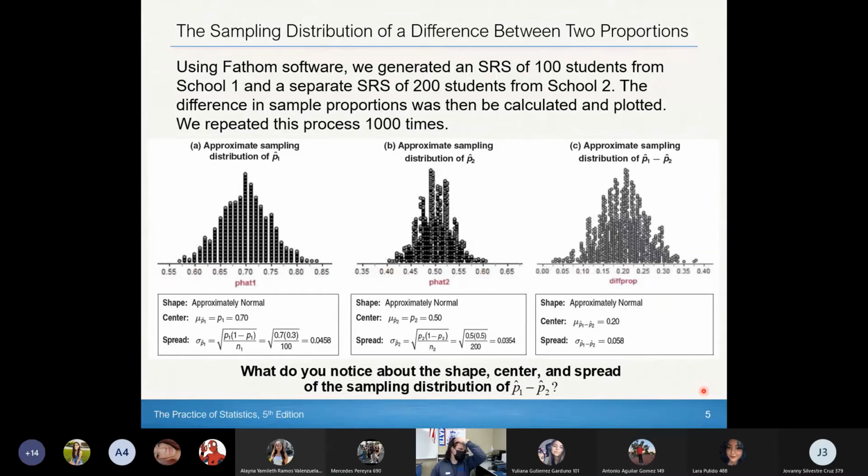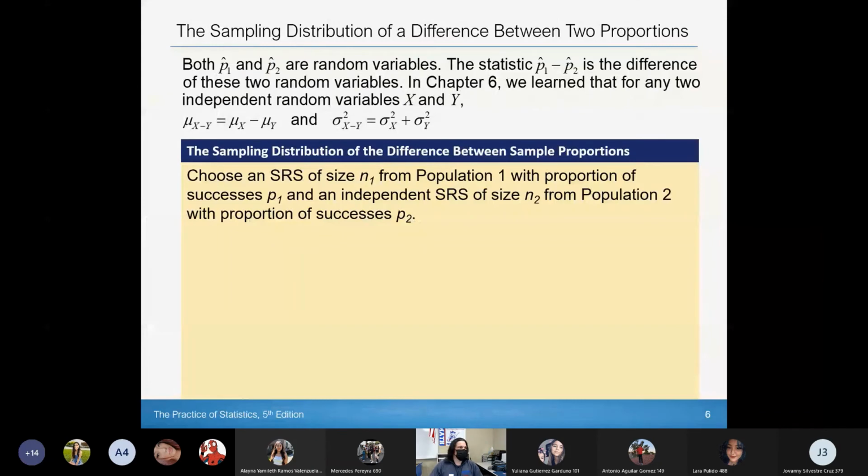So what do you notice about the shape, center, and spread of the sampling distribution of p hat 1 minus p hat 2? They're all normal. That's kind of nice. We're going to move on. So both p hat 1 and p hat 2 are random variables. The statistic p hat 1 minus p hat 2 is the difference of these two random variables.